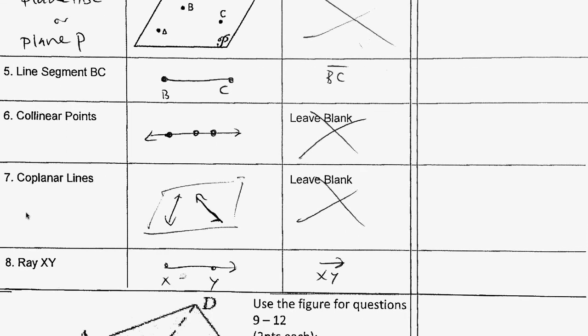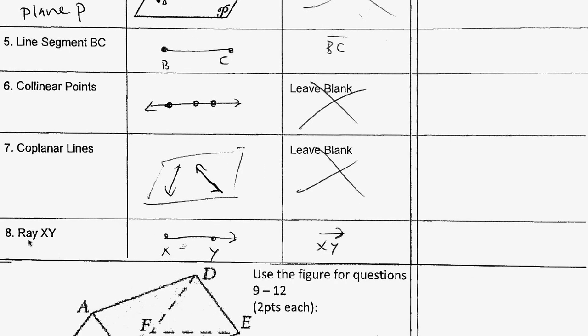Here, I think students weren't paying attention. This says coplanar lines, meaning lines on the same plane. So draw a plane and put 2 lines there. And this says ray XY. So I start at X and go to Y, and there's the notation there. So each filled in box is worth 1 point. So that was a total of 11 points there.